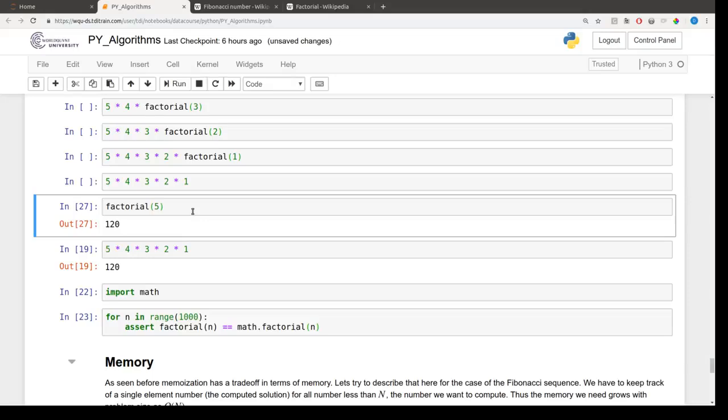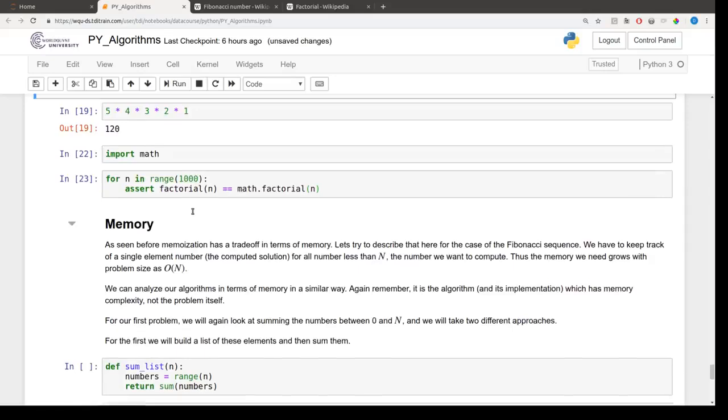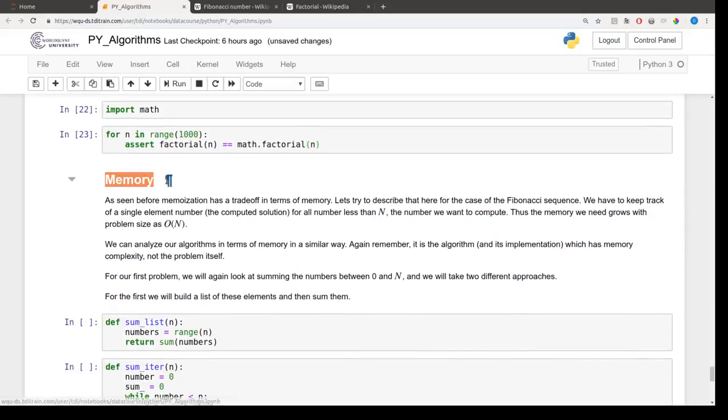So I'm going to conclude the video here, and then we'll have one more video in this notebook. It'll be a short one about memory complexity.